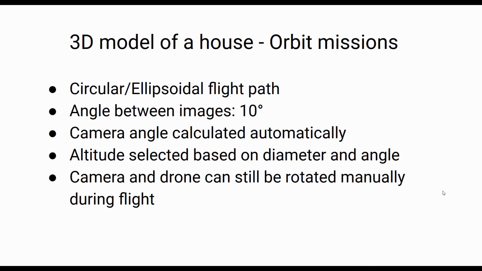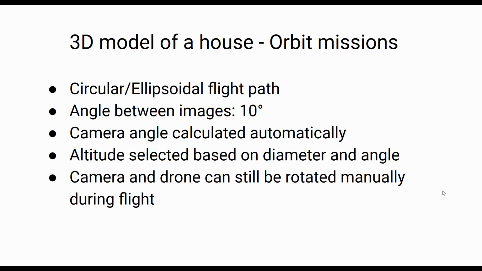Okay, now the next mission type. When we want to create a 3D model of an object, maybe a house or a building, we can also use a circular or ellipsoidal flying path. So in this case, we will direct the drone to orbit our object of interest. By default, you should set the angle between images to 10 degrees in the horizontal direction. So in this case, the camera angle will be calculated automatically. We will check that right in a couple of minutes.